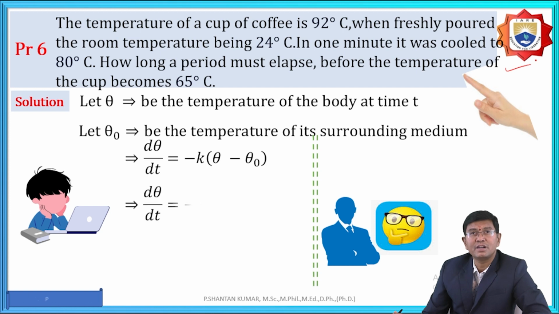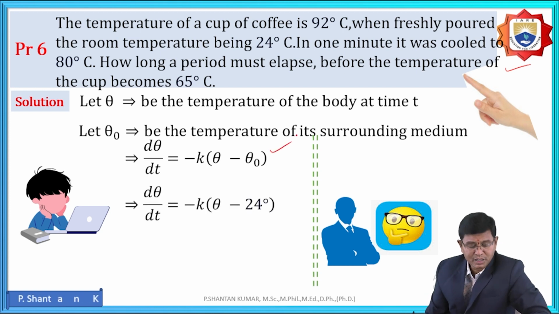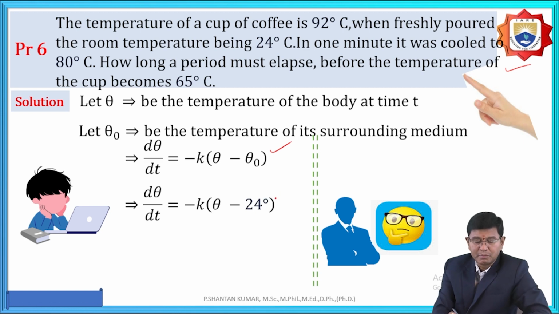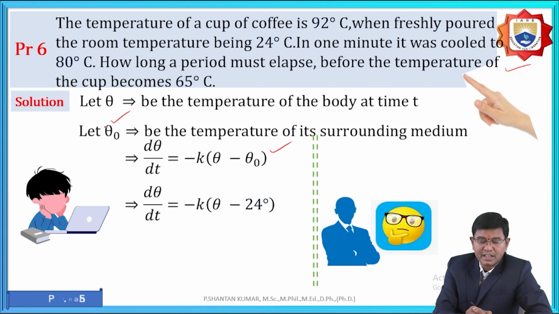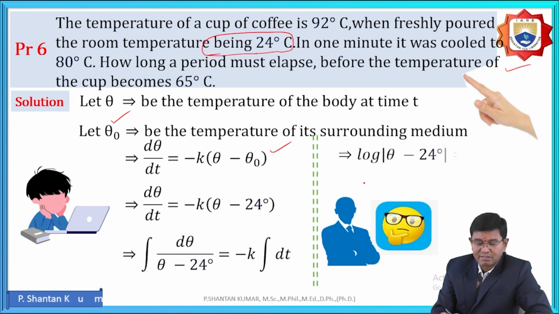In conclusion, Newton's law of cooling: the formula is dθ/dt = -k(θ - θ0), where θ0 is the temperature of the surrounding body, which is 24 degrees. Our target here, after the simplification, is dθ/dt with θ on one side and k on the other side.